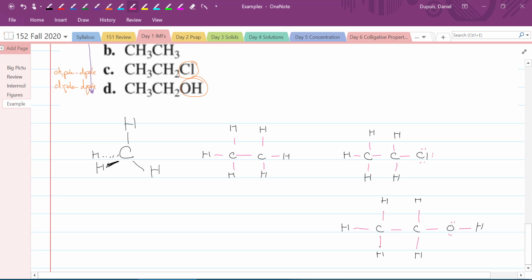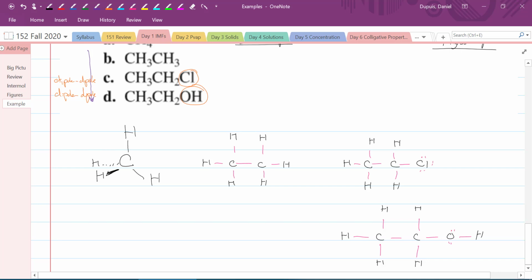Again, electron count. I do this all the time. I know the electron count. You might have to actually count electrons. Carbon has 4. Hydrogen has 1. Chlorine has 7. Oxygen has 6. These are the valence electrons. Make sure it goes by that column.